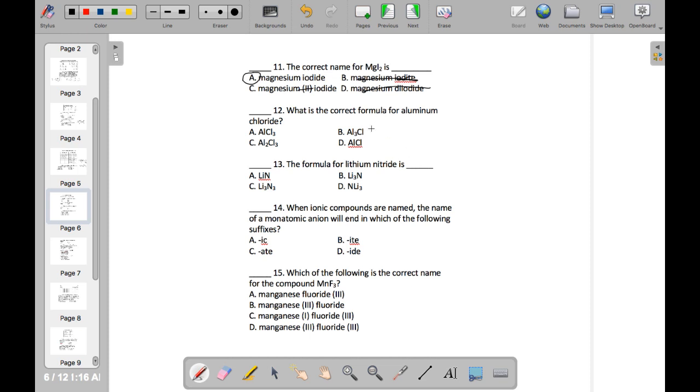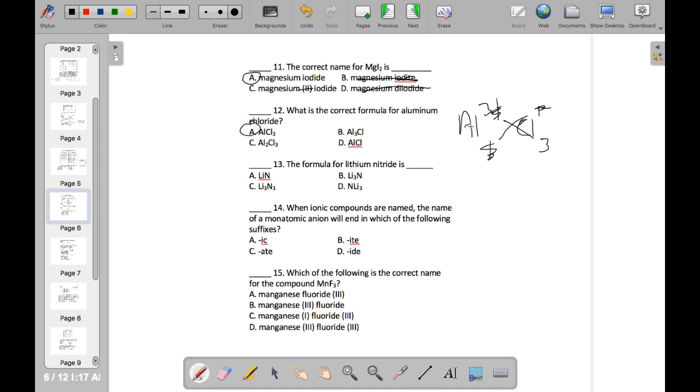What is the correct formula for aluminum chloride? Well, aluminum is 3 plus. So that makes sense. And remember, chlorine is a halogen. So chlorine is going to have a -1 charge, 1 minus charge. If we do the crisscross rule, it should be Al, get rid of this, we don't need the 1, AlCl3, which we have right here.